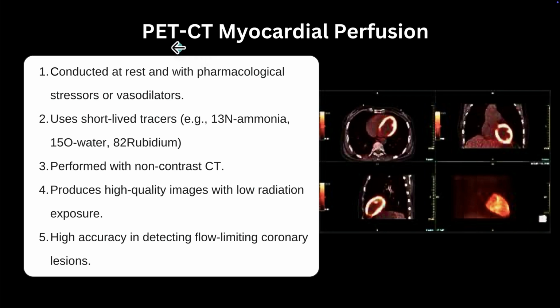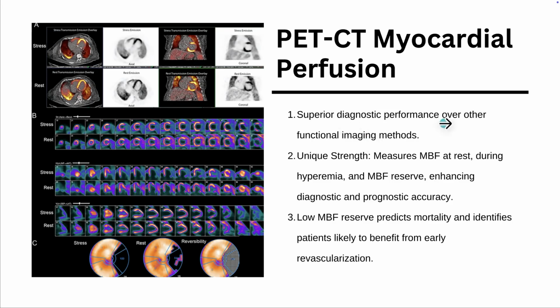The most updated scanners are the PET-CT myocardial perfusion scanners. This utilizes short-lived tracers like ammonia, rubidium, or water. It's conducted at rest or with pharmacological stress with a non-contrast CT scan, so it can give the coronary calcium score, high-quality images with low radiation exposure, and they have superior diagnostic performance over other functional imaging methods.